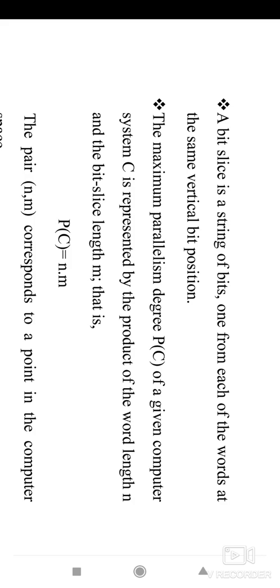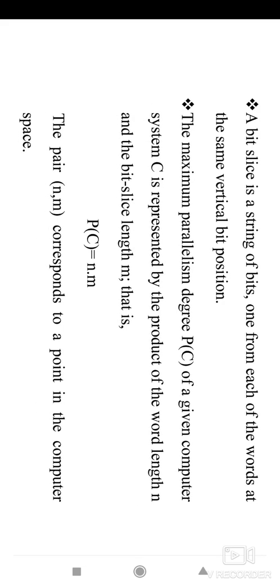A bit slice is a string of bits, one from each of the words at the same vertical position. That is, if we are arranging different words. For example, RAM is a word, ROM is a word, COM is a word. So these are words of 3 bits length, isn't it?